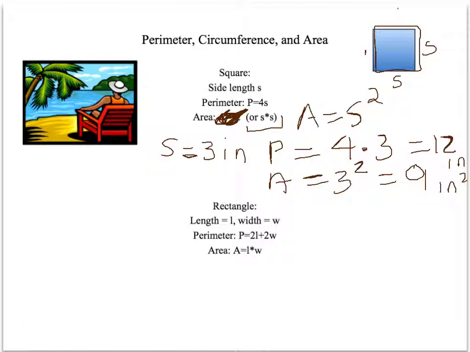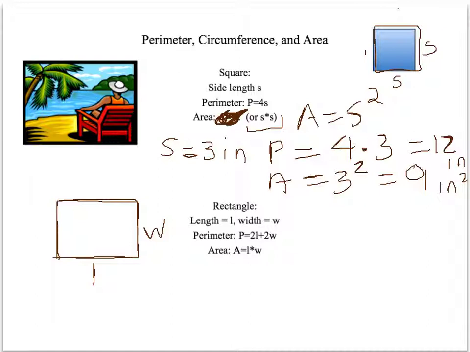Our second shape is a rectangle, which is another quadrilateral with 4 right angles. The length is L and the width is W. Again, the perimeter is L plus W plus L plus W. So the perimeter is 2 times L, because it's L and L, plus 2 times W, which is W and W. The area would be L times W.